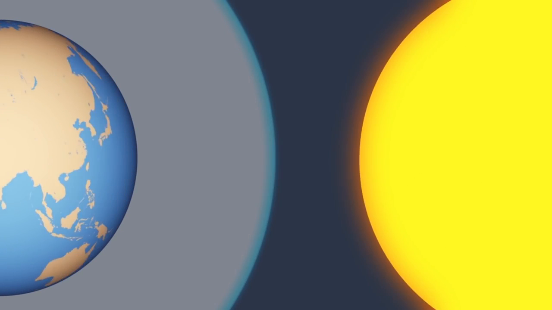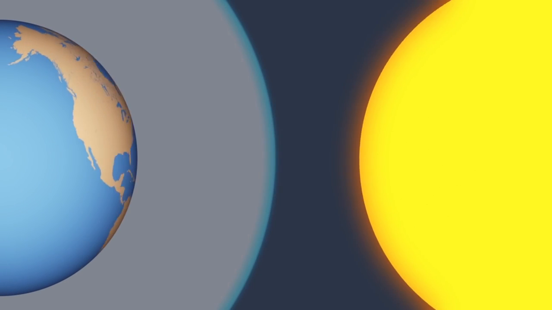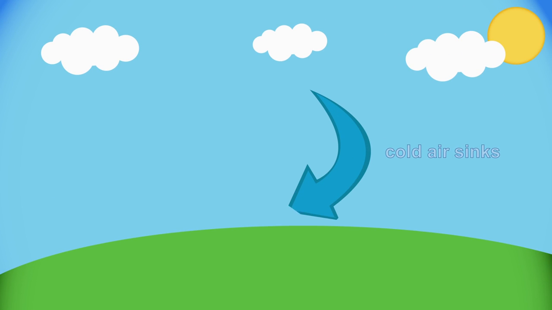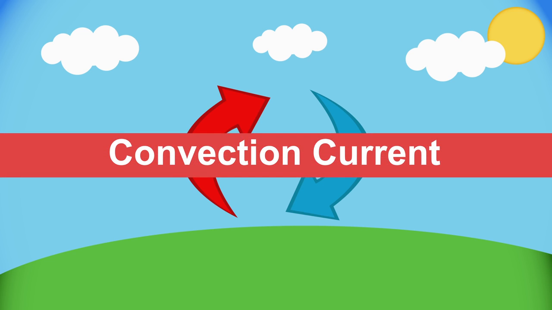Visible sunlight passes through the atmosphere and warms the ground, heating up the air at ground level. As the colder air above sinks, it pushes up the warmed air, which is less dense due to expansion. This movement, known as convection current, gives us our weather systems.